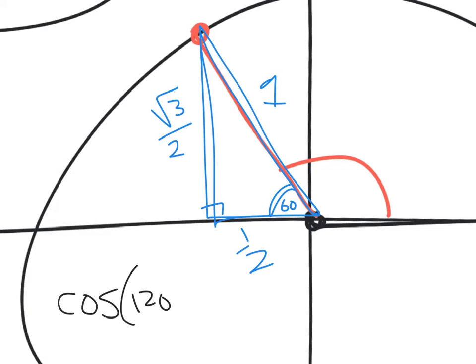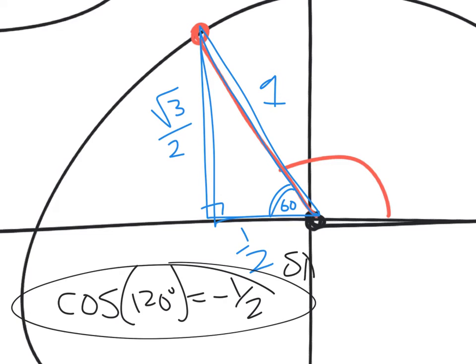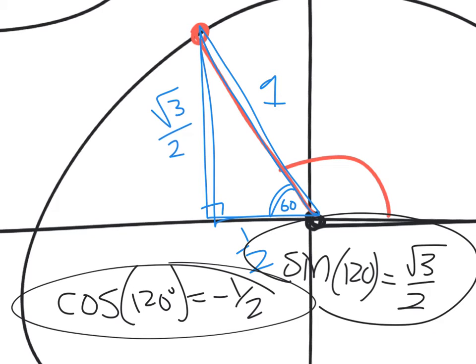Cosine of 120 degrees is the x-coordinate. Notice how this is going to the left, so it is a negative. So it's negative 1/2, and the sine of 120 degrees, the y-coordinate, goes up, so it is positive root 3 over 2. Very good.